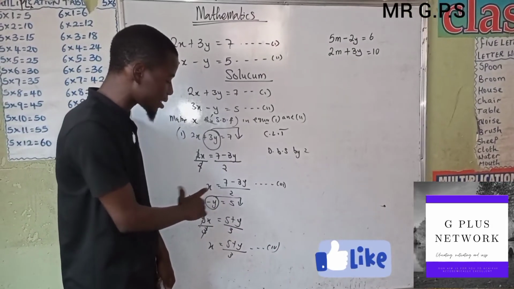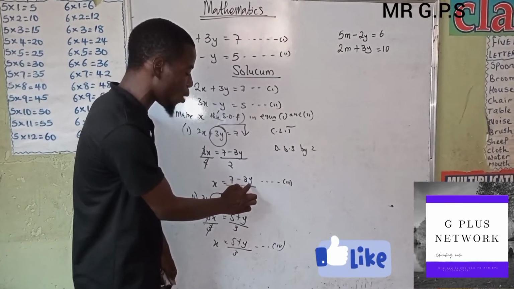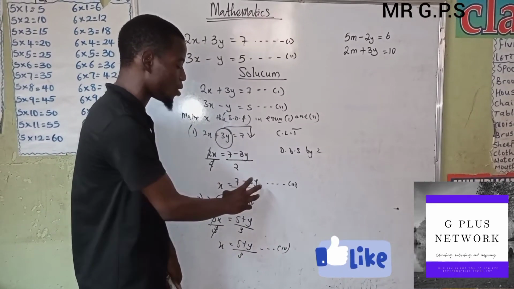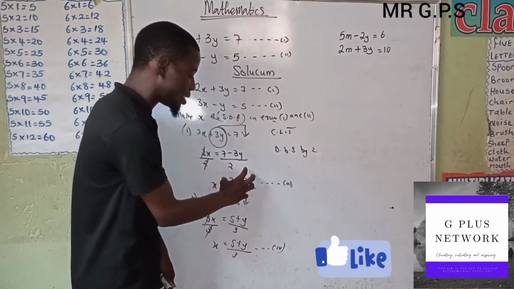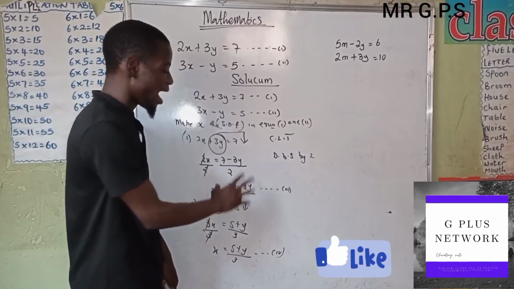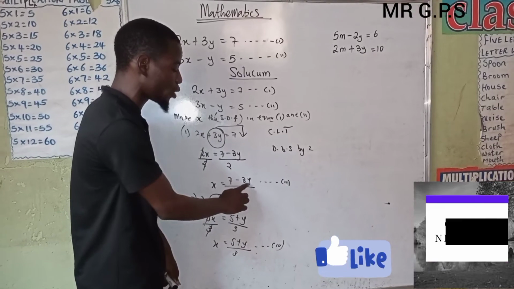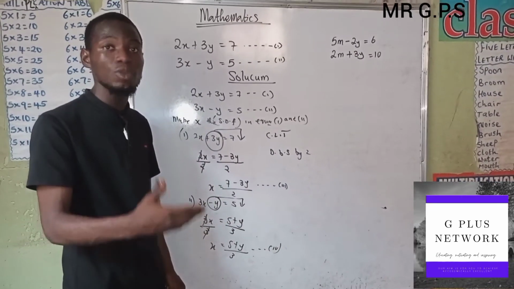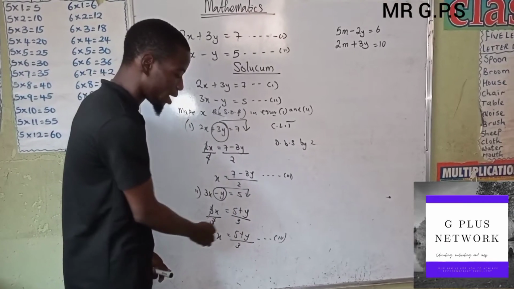When you say x is equal to 7 minus 3y all over 2, it means anywhere we see x, we can represent it with this, or anywhere we see this, we can represent it with x. So when we say x is equal to this, every quantity that 7 minus 3y all over 2 contains, x also contains the same quantity. The same thing is applicable to this.